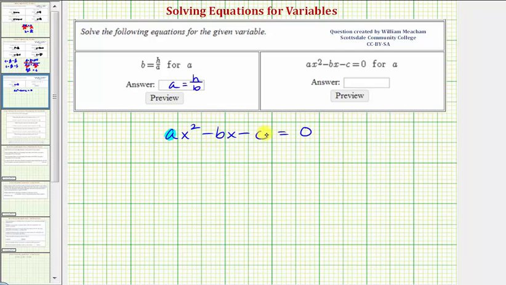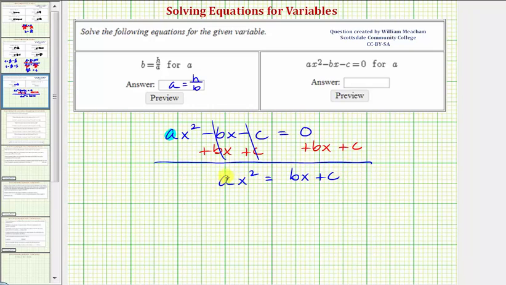So to undo this subtraction, we'll add these terms to both sides of the equation. Let's go ahead and do this in one step. Let's add bx to both sides, as well as add c to both sides at the same time. Notice now on the left side, negative bx plus bx is 0, and negative c plus c is 0. So we have ax squared equals, on the right side, bx plus c.